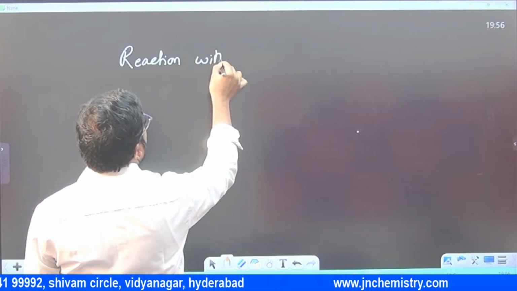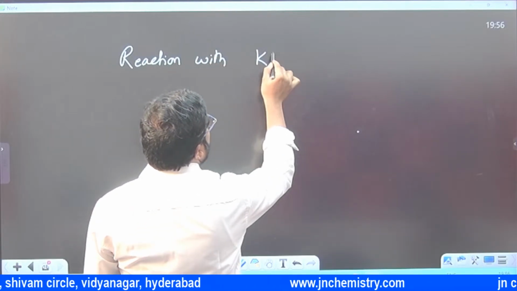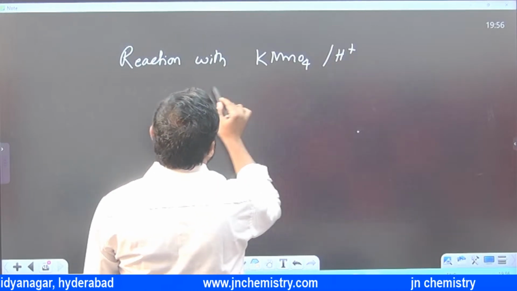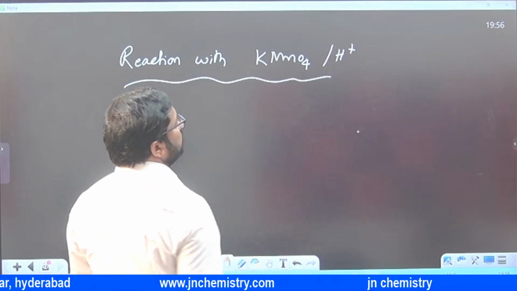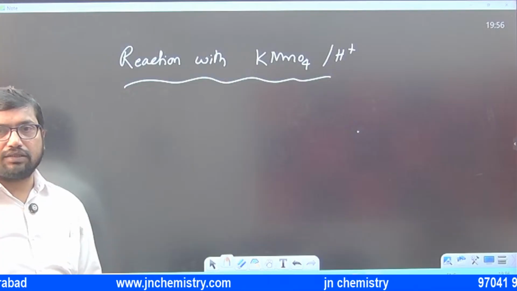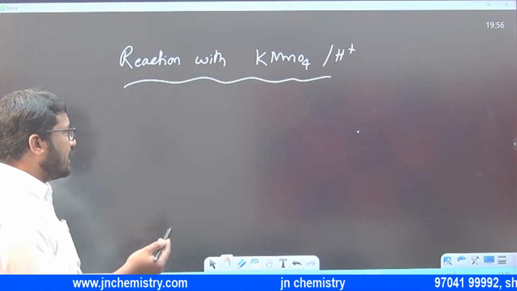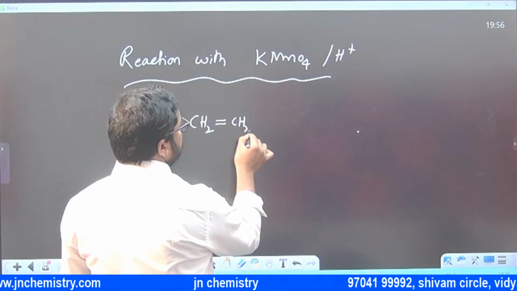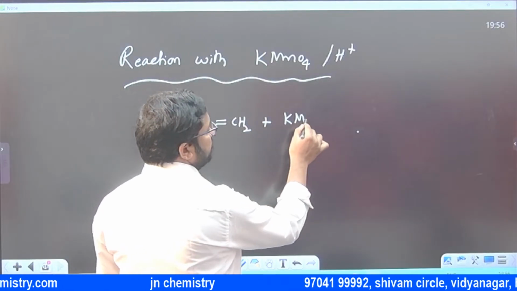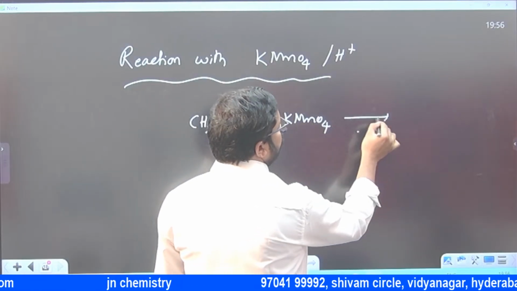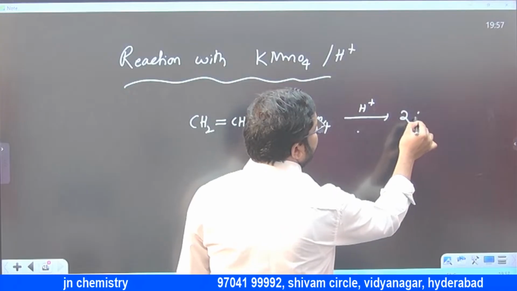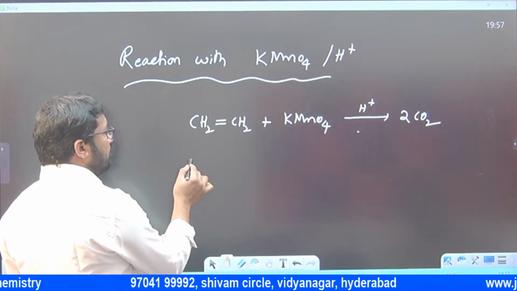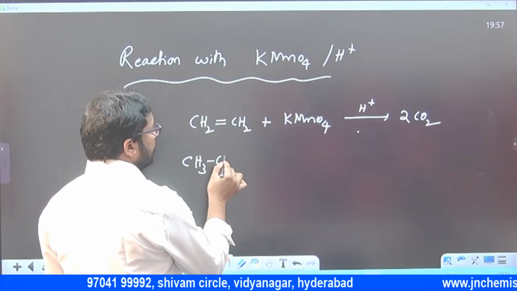Reaction with KMnO4, H plus now. Hot KMnO4 also we can say. This is the application of ozonolysis, no? Means like that. For example, CH2 double bond CH2, so KMnO4, H plus. We will get different types of products over here, but I'll let you know how we need to solve this question.